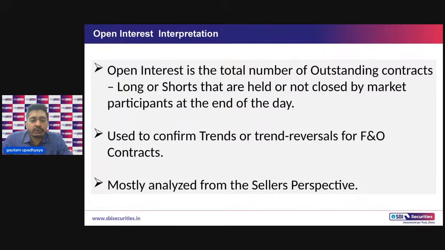So we'll take a few examples of what happens when traders who have done heavy option selling get trapped on the wrong side, and why the market moves in an extremely fast and swift manner.